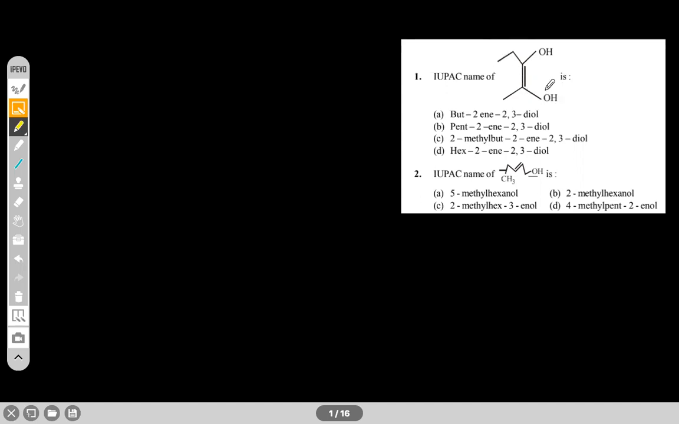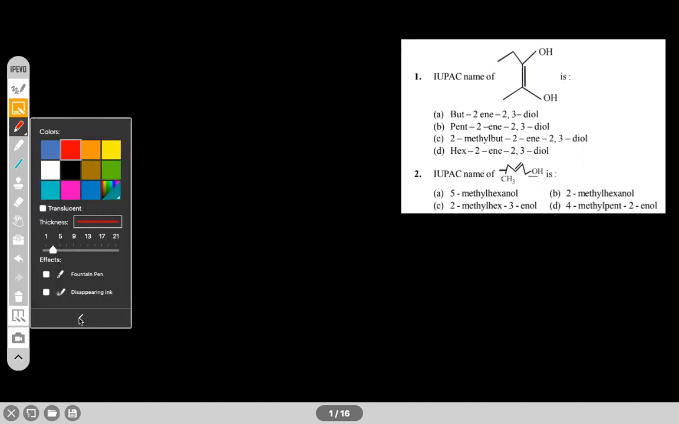There are two alcohol groups present and one double bond. First of all, we have to find the longest possible chain, and that would be this chain, right? 1, 2, 3, 4, 5. This is the carbon chain we have. When we do the numbering, we have to start from this carbon. So it is 1, 2, 3, 4, 5. There are 5 carbon atoms, so the root word is pent.